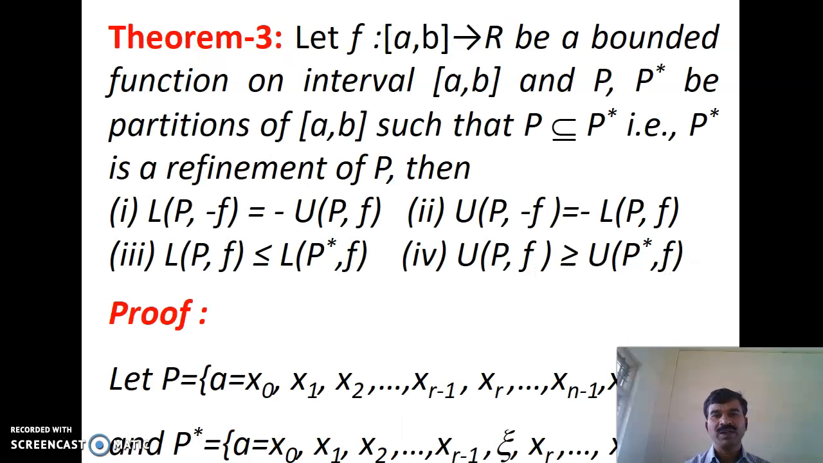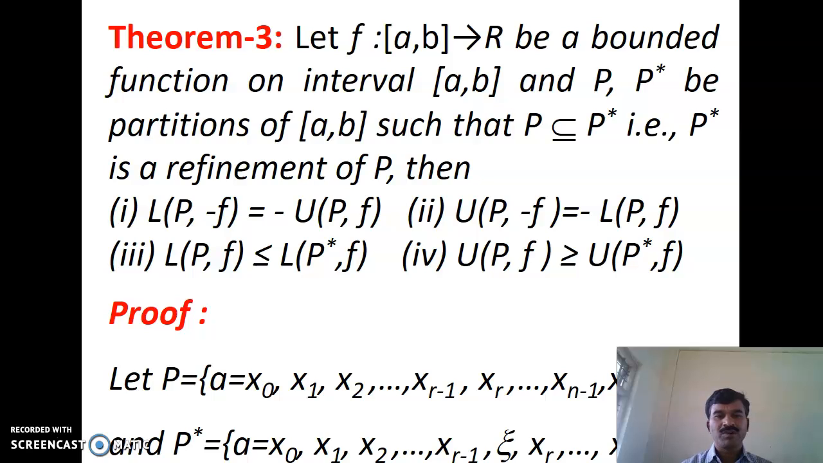And the third property of these Riemann sums: let f be a bounded function on the closed interval [a, b], and let P and P star be partitions of the closed interval [a, b] such that P star is contained in P, that is, P star is a refinement of P. Then we have a relation here.